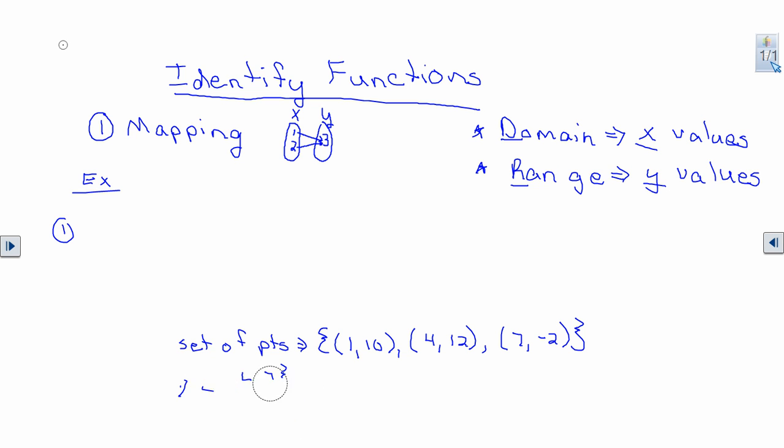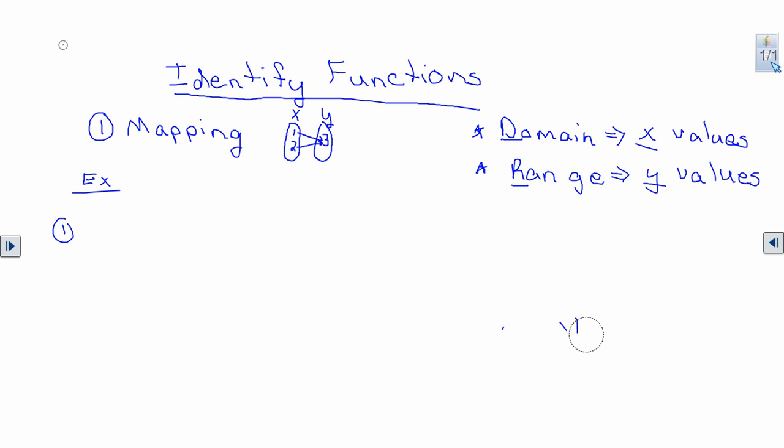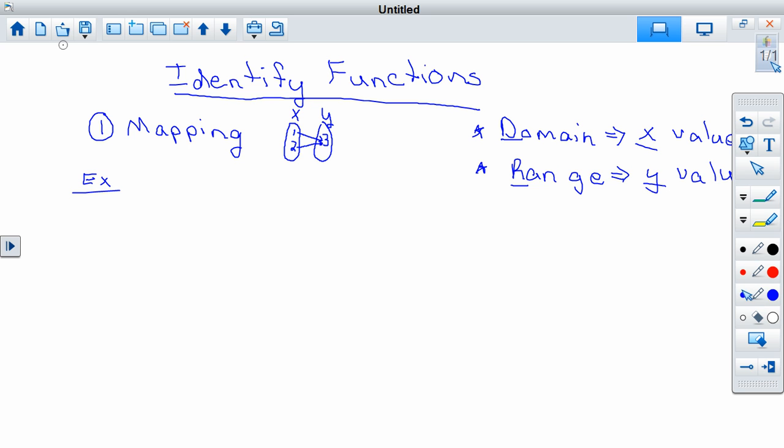So in your worksheet that you're going to have in a little while, you will be asked to do all of those things, all 4 of those things. Identify if it's a function, make a set of points, and then from there tell the domain and range.